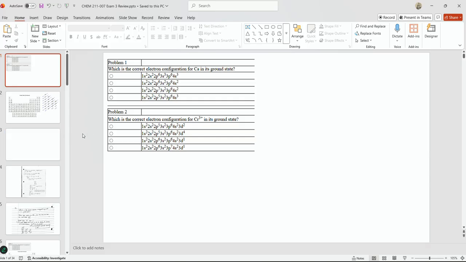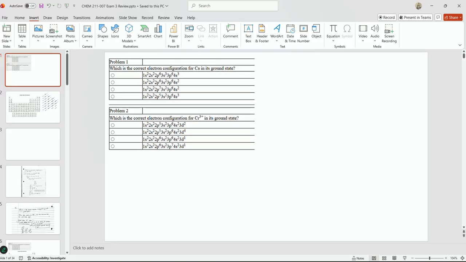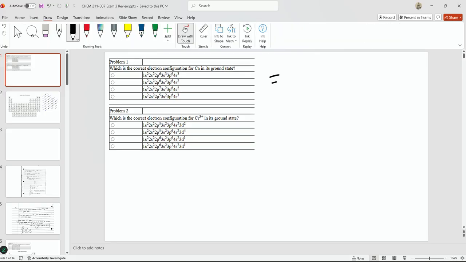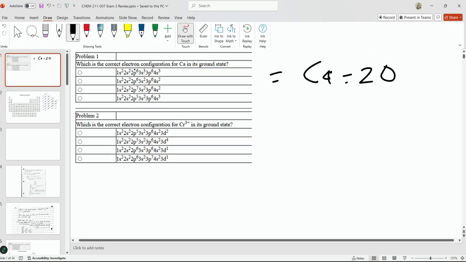The question is about electron configuration. One of the easiest ways we can do this question is by just counting the number of protons. For instance, Ca has a number of protons of 20, right? So one way we can quickly do this problem is by adding up these numbers and seeing which one is equal to 20.